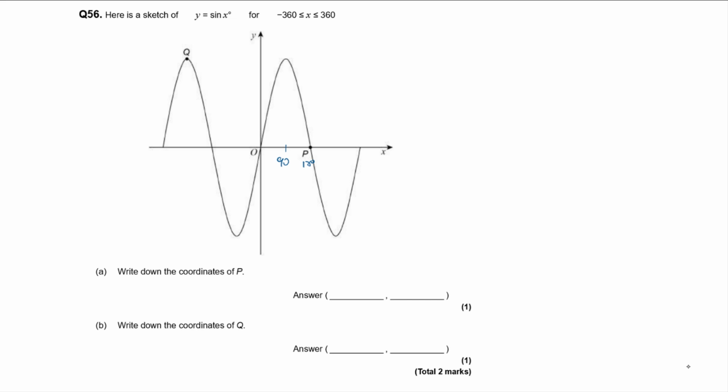Okay, so what's the coordinates of P? It's going to be 180, 0, because it's going through the axes.